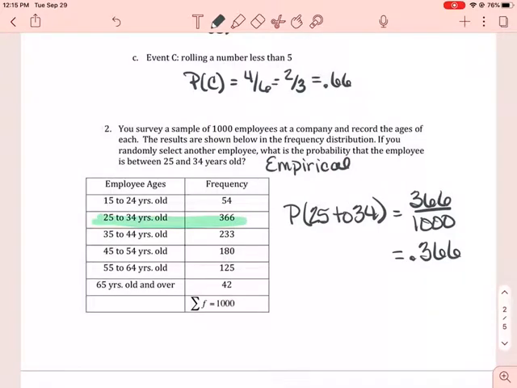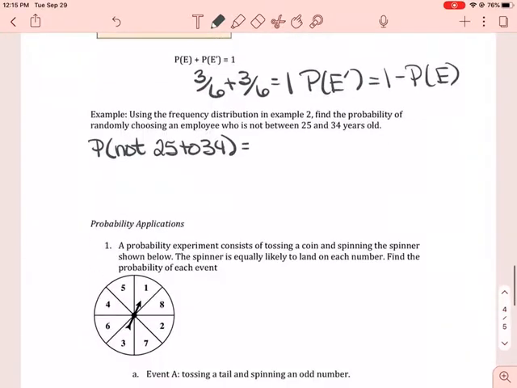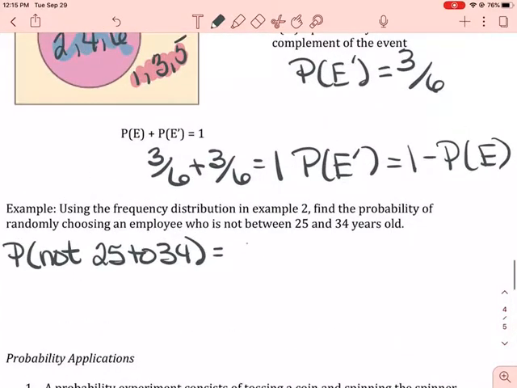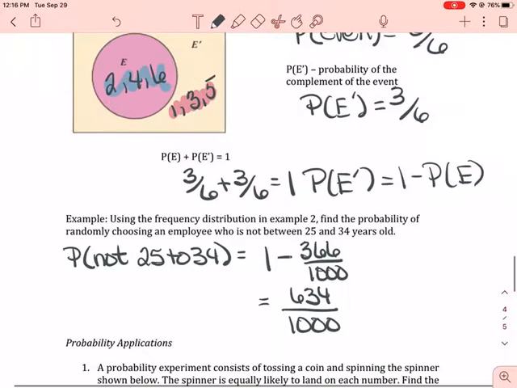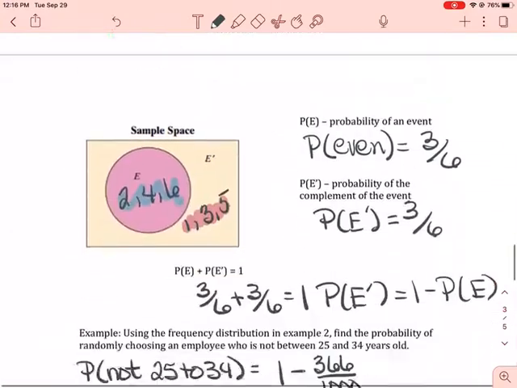So if I come back up here, there's 366 in the event. So I could do 1 minus 366 over 1,000 and get the complement. I think that's right. Yep, okay, I didn't do bad math. So 634 over 1,000. Now, could we have added everybody up except the 366? Yes, but that's not always going to be available to you, so think of it as 1 minus the event.